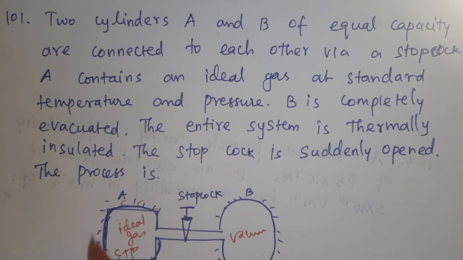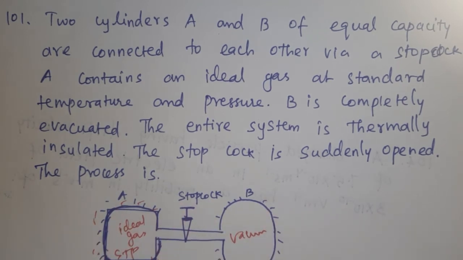So everything is thermally insulated. The stopcock is suddenly opened. The process is thermally insulated, so thermally insulated means no heat coming from the system or going to the system. So that means heat energy is going to be constant. Q is going to be constant.